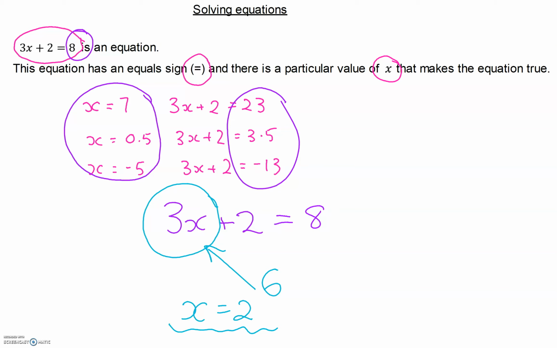Now, whenever we have an equation and we get an answer, we can always check it. We can say, well, what happens when x equals 2 to our original expression of 3x plus 2? 3x plus 2 becomes 3 times 2 plus 2. 3 2s are 6, and when we add on 2, we get 8. And so x equals 2 is the correct solution to our equation.